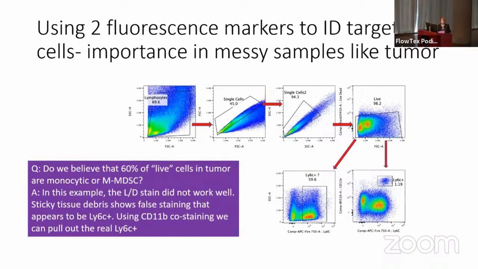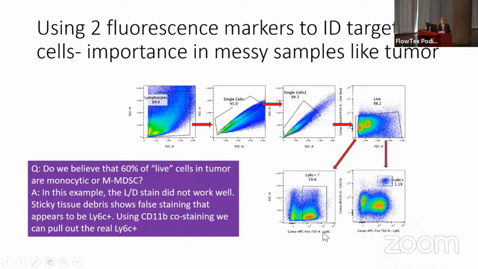Another example of using two fluorescence parameters, this is a very messy sample. I believe it's a liver sample, a liver tumor sample. And what we are finding here is that we had a situation where the live dead stain, and this was an immune reactive live dead, didn't work very well. Probably they didn't get enough stain onto the cells because they're following the manufacturer protocol, which is written for analysis and not for this many cells.